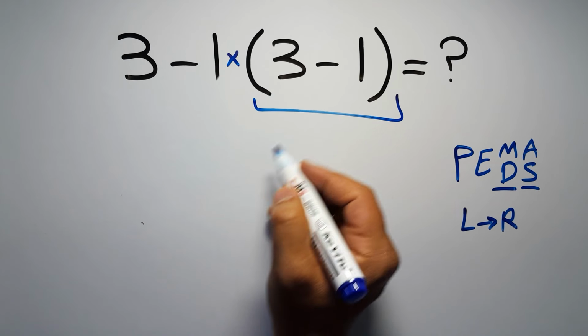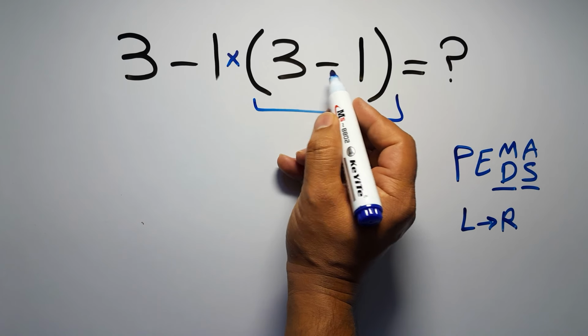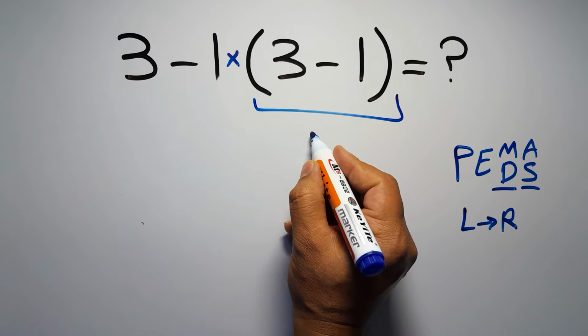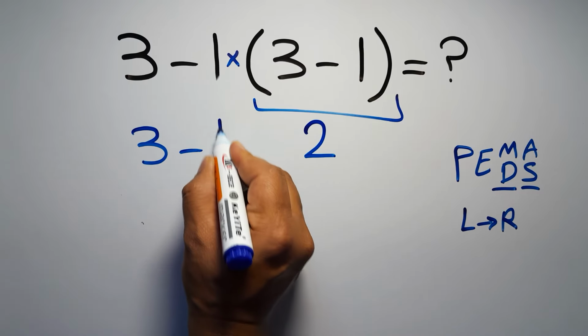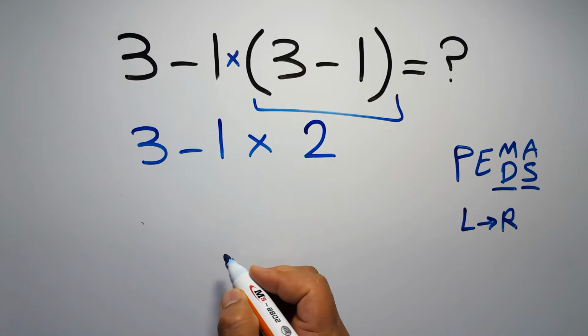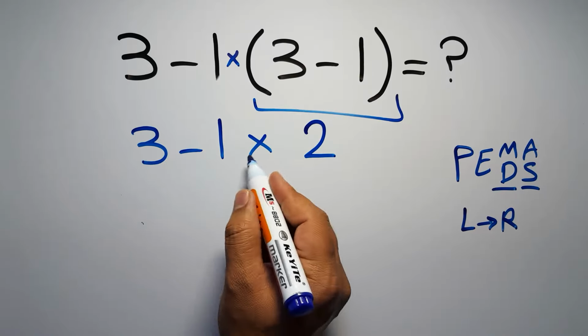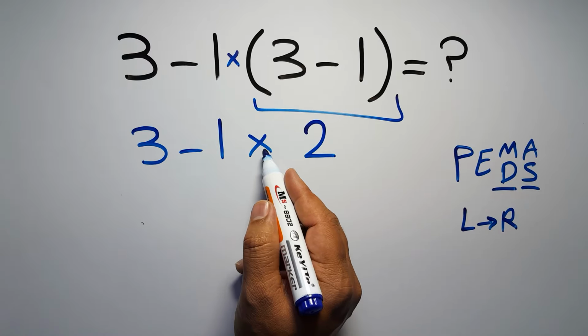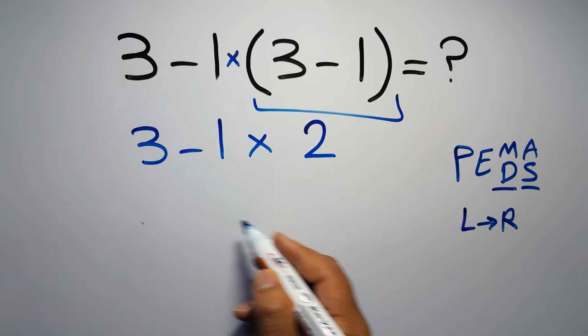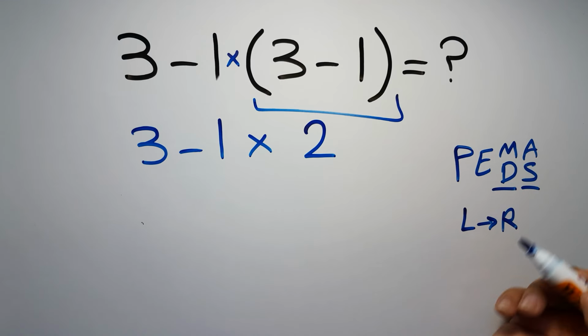So first this parenthesis. Inside this parenthesis we have 3 minus 1, which equals 2. So 3 minus 1 times 2. Now we have one subtraction and one multiplication. According to the PEMDAS, multiplication has higher priority than subtraction because multiplication comes before subtraction.